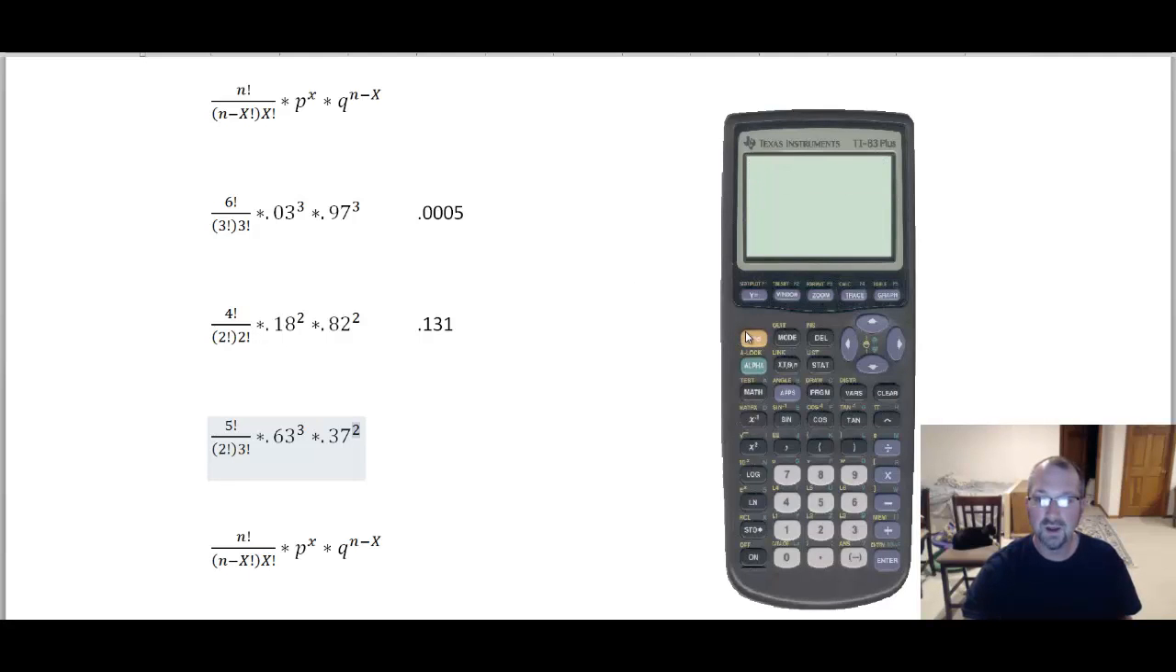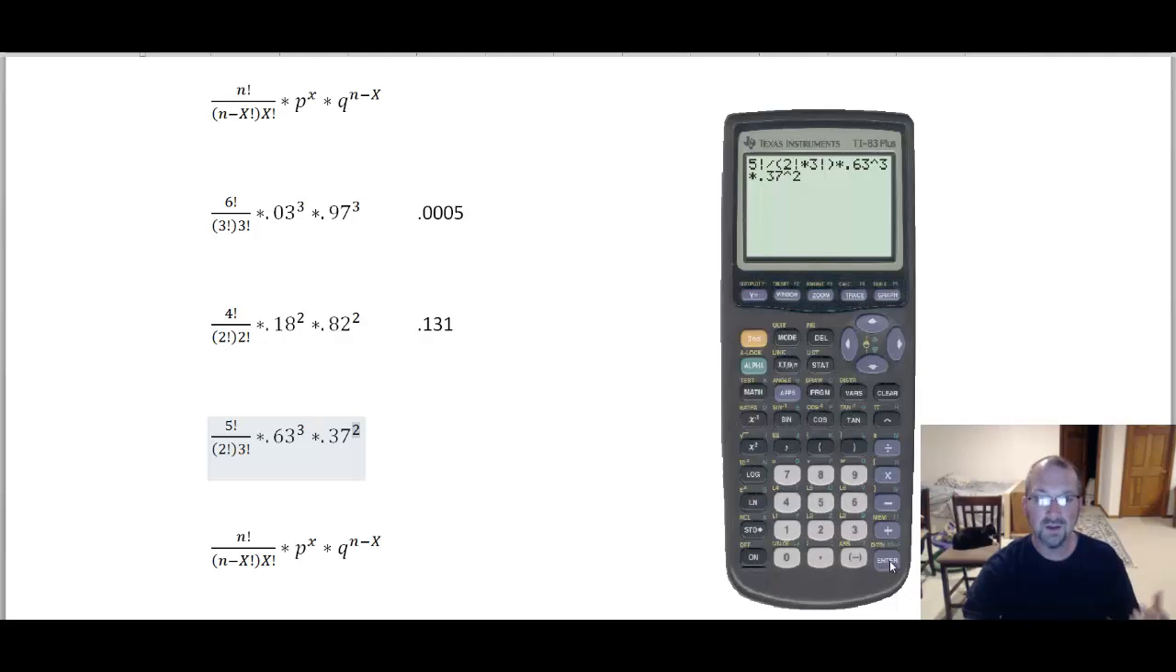I'm going to hit second enter. And after I hit second enter, I'm just going to change these numbers. I'm going to change the 4 to a 5. I'm going to go from the 2 and then the 3. So 2 times 3. Then I'm going to have 0.63 raised to the third power. And then I'm going to have 0.37 raised to the second power.